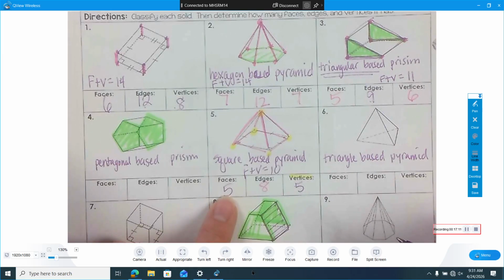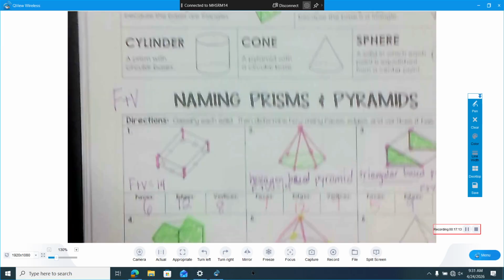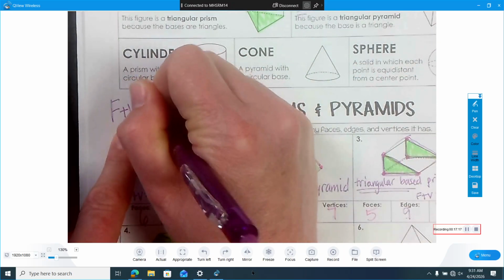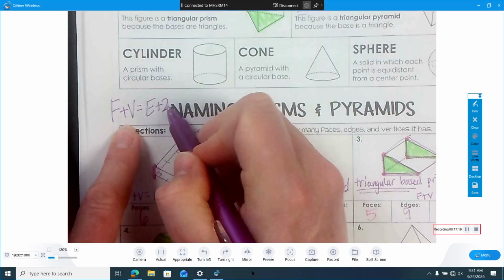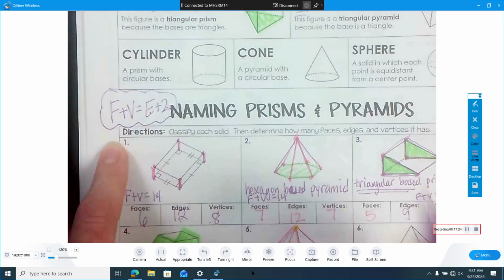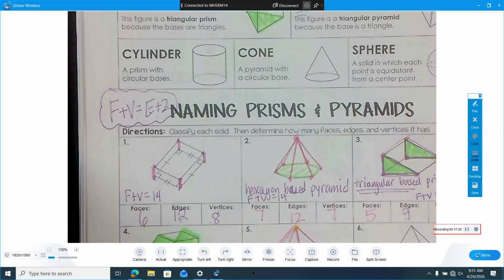Hey, do you see the pattern? Hey, there is a pattern. Faces plus vertices always is 2 more than the edges. So it can kind of help you out if you were confused. All right. Turn the page.